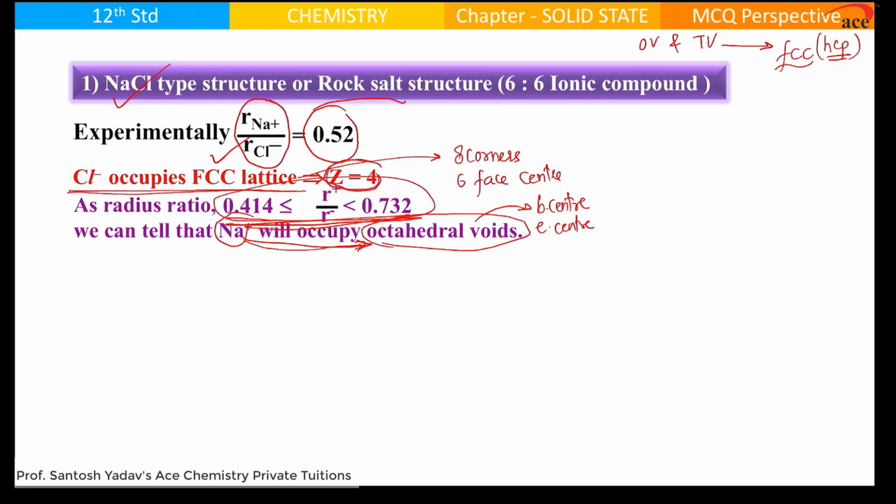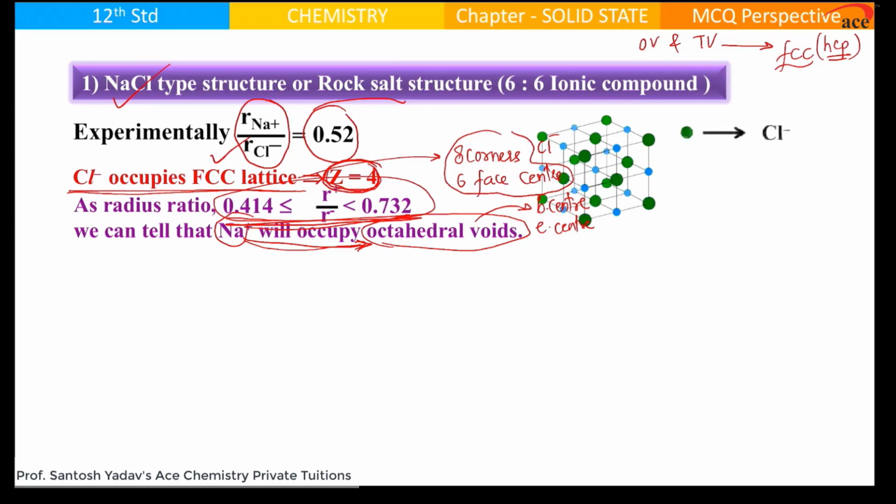When I say it will have a rank of 4, that means 4 chloride ions will make up one unit cell. That means 8 corners and 6 face centers of Cl minus will make up 4 chloride ions. This is the structure that you see, where the green color sphere is Cl minus.